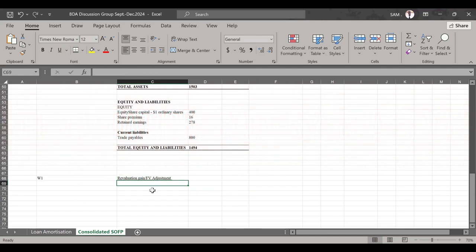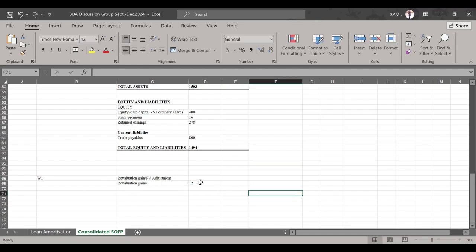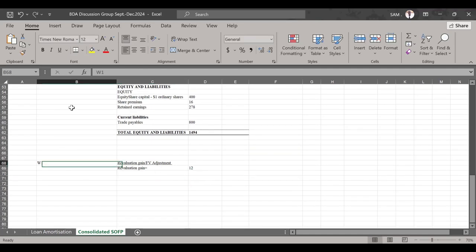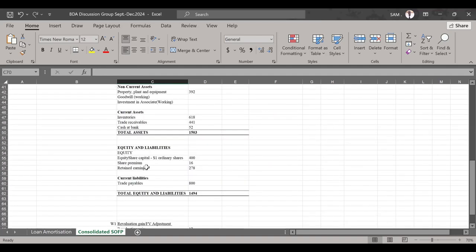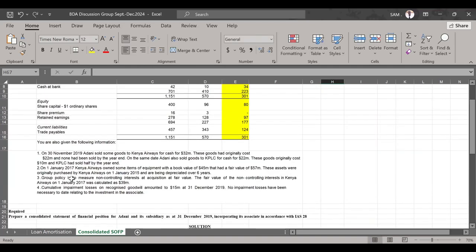So we've already seen that the revaluation gain there is equal to 57, and we've subtracted 45. I believe you all see where we are getting 57 and 45 in that additional information number 2. There is something they're bringing over. They're saying that these assets were bought on 1st of January 2015, and are being depreciated over 6 years from the date of purchase. Now, what does that tell us?